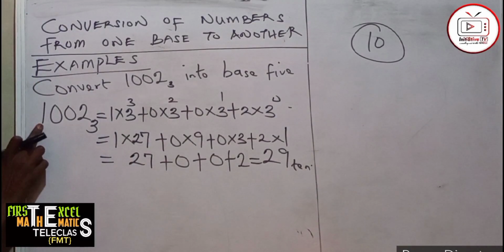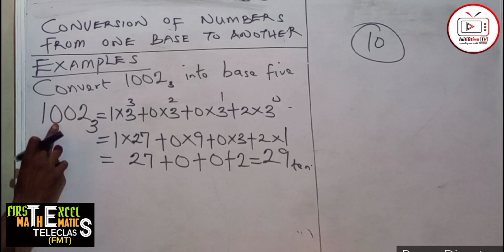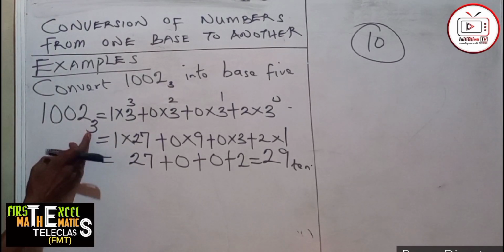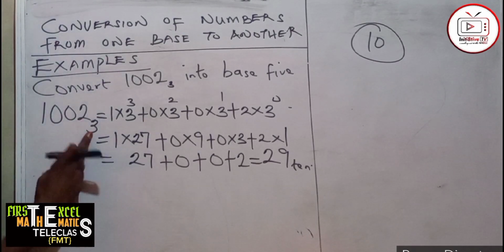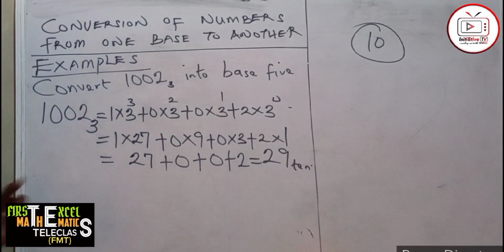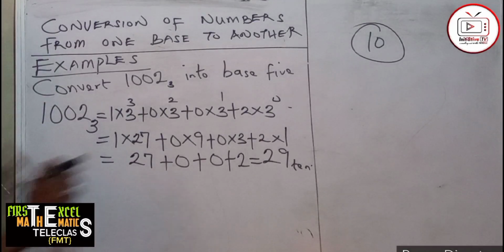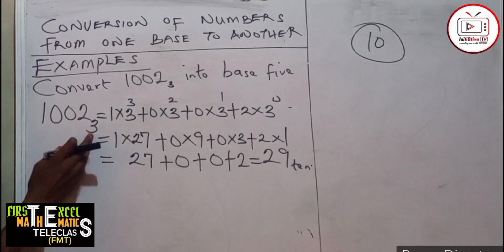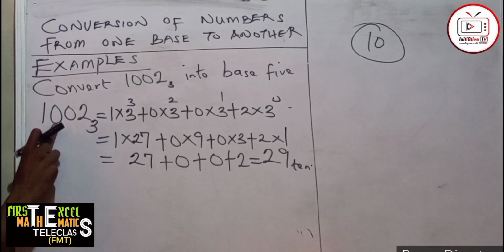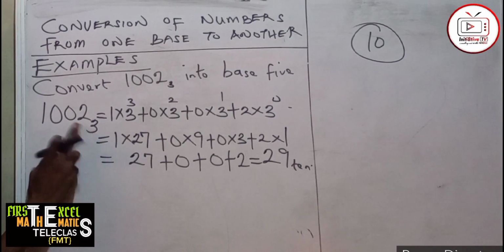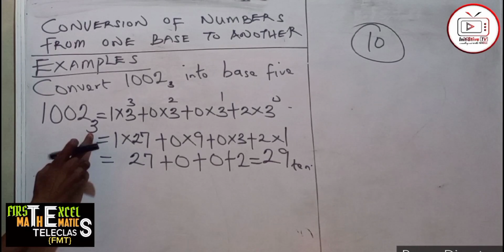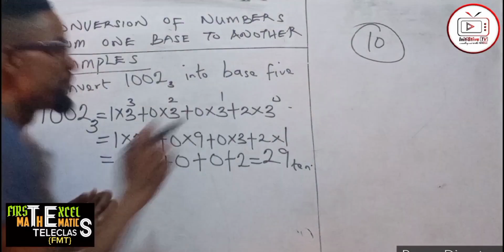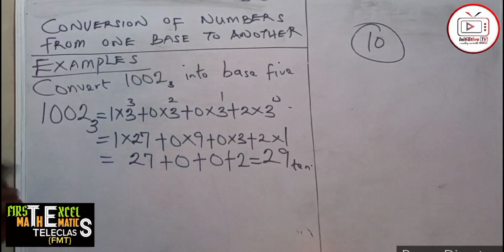Okay, let's see. This is 1 times 3 is 3, plus 0, 3. 3 times 3, 9. 9 plus 0, 9. 9 times 3, 27. 27 plus 2, 29. I repeat myself: if you want to convert to base 10, use the shortcut. Now I have converted this 1002 base 3 into base 10.